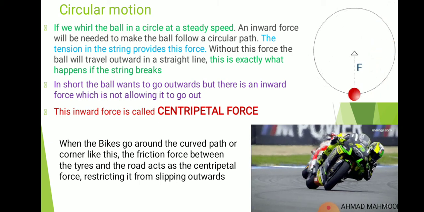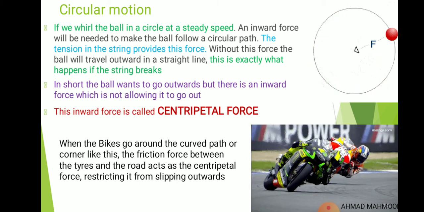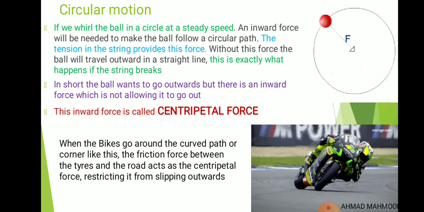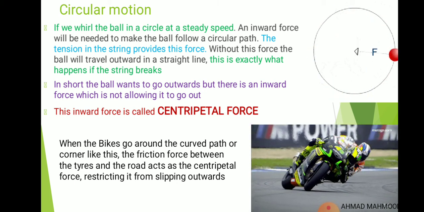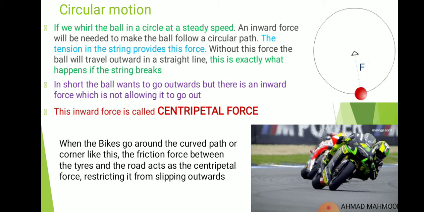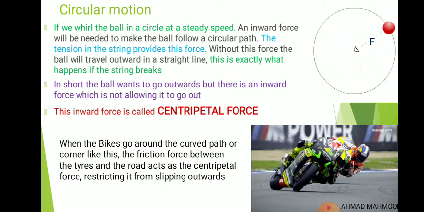When bikes go around a curved path on a corner like this, the friction force between the tires and the road acts as centripetal force, restricting them from slipping outwards.